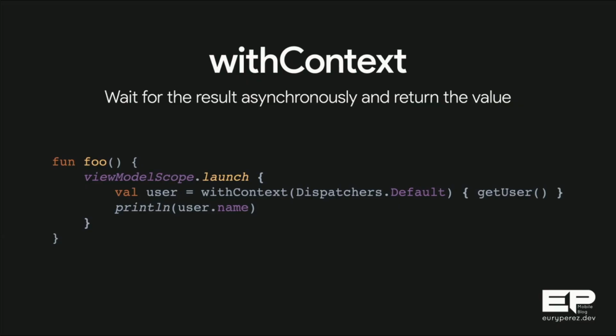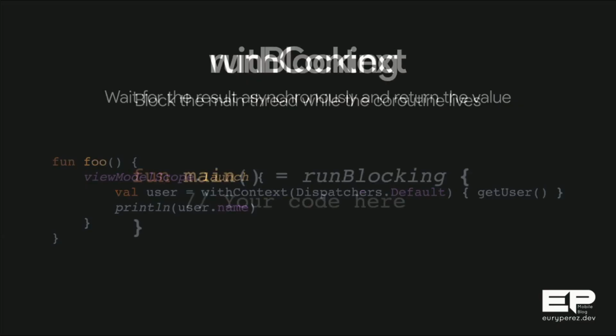So take this into consideration. If you need to perform three, four, any amount of calls that are totally independent of each other, you use async. But if you just want to get a value from a single call, or you want to get a value to use it in the next call, you use withContext.